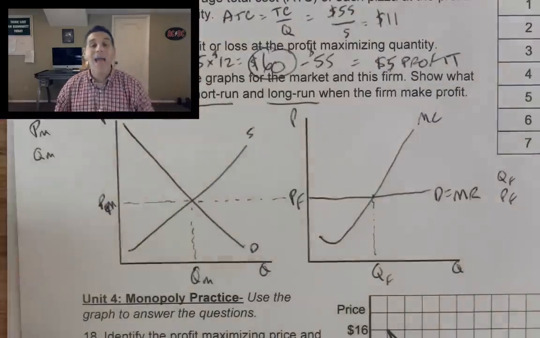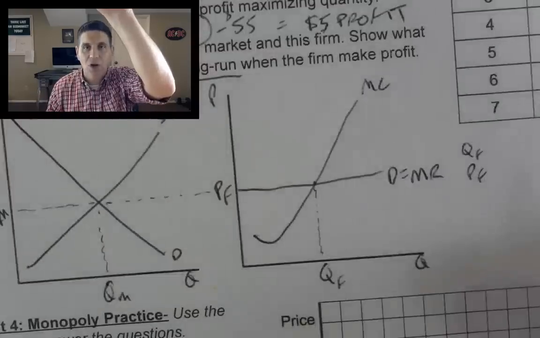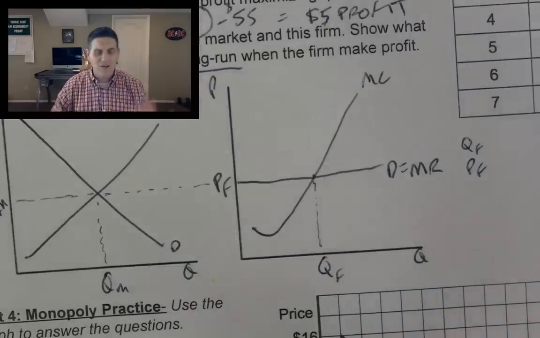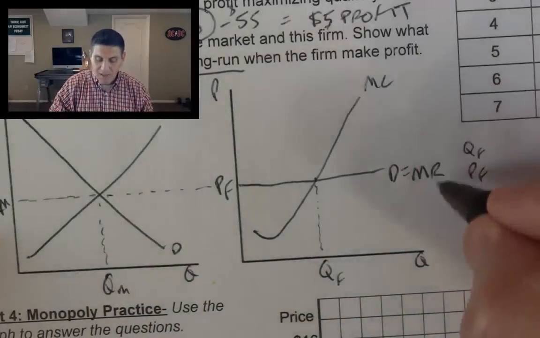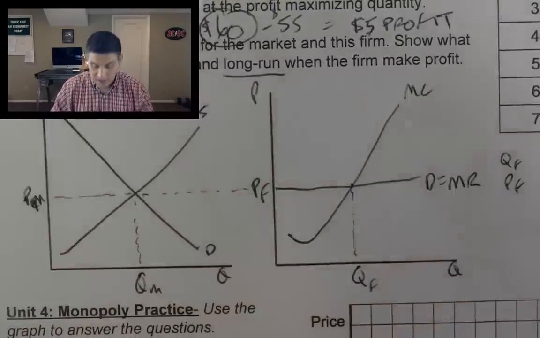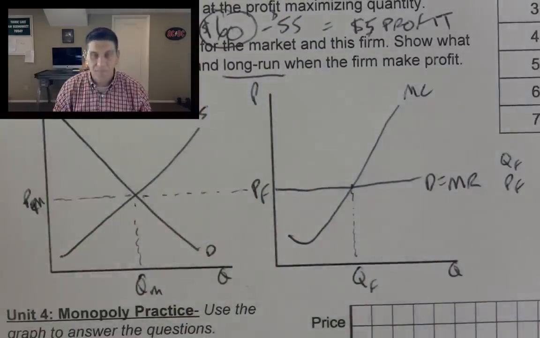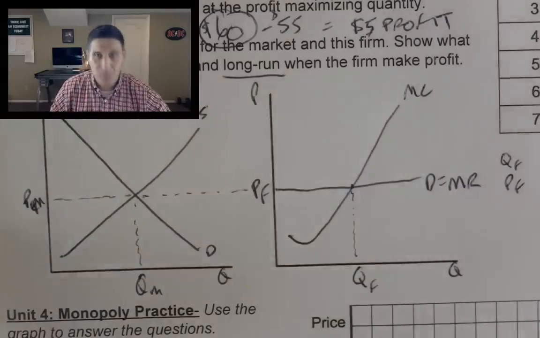Now notice, I do not need an average total cost curve to figure out the quantity to produce. A lot of students want to draw ATC first. No, dude. MC, demand, draw this. Even if you're drawing a loss, draw this first and draw the ATC at the end so you don't start messing yourself up. Now, we do know the firm's making profit because we already calculated it.